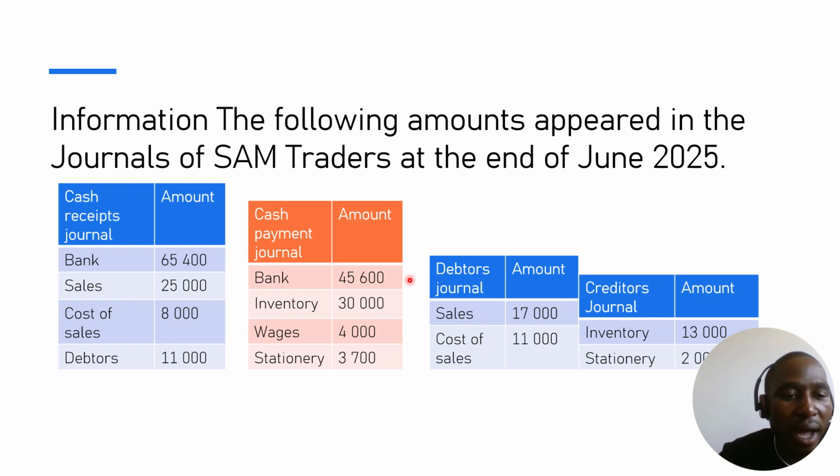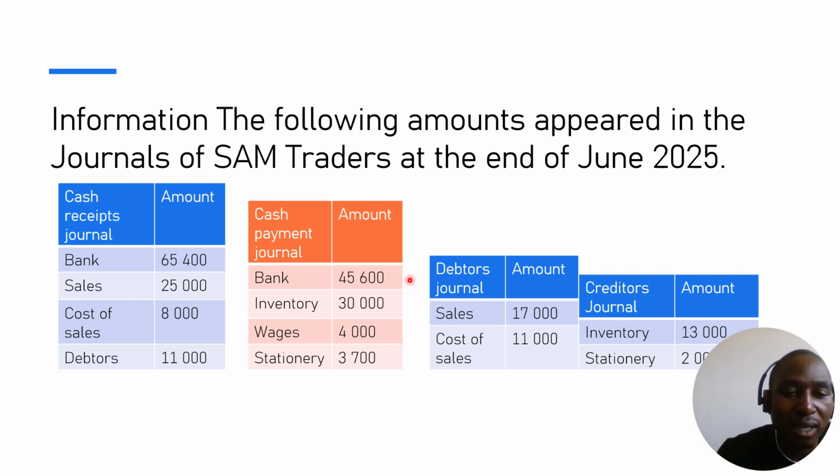Now we'll start by doing a bank account. How do we do a bank account? We said we write the money from the CRJ on the debit side because we are receiving that money. That money is coming inside our bank account. It is increasing our bank. So our bank is an asset. It increases on the debit side.